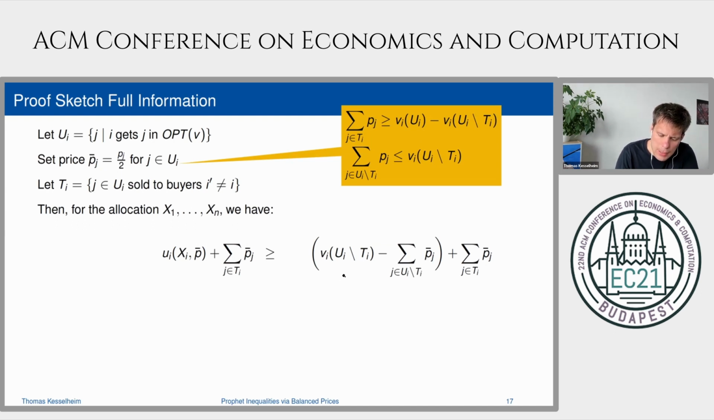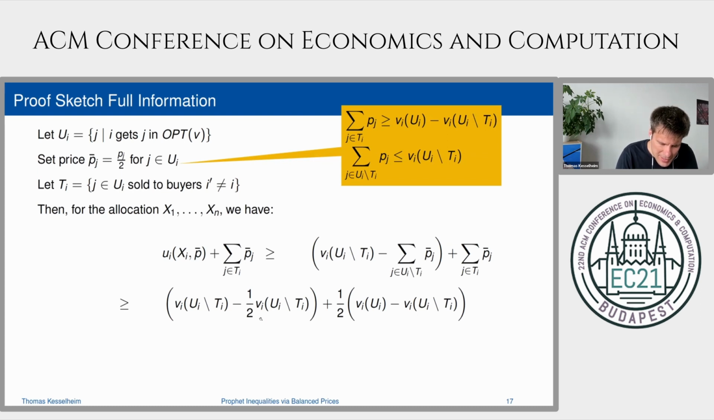What happens now? Well, let's plug in the definition of this price here. If we plug in the definition of this price and then use these balanced price conditions, we get a lower bound for this utility here, and also a lower bound for this part which was contributed by the revenue. This is using these two inequalities of balanced prices, that this Pj bar was based on this Pj, which was not too high and not too low.